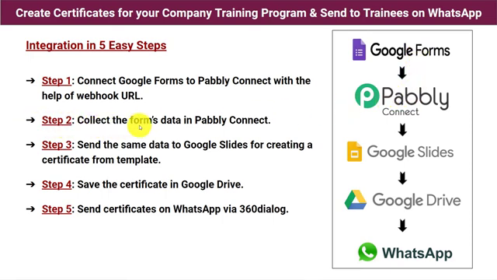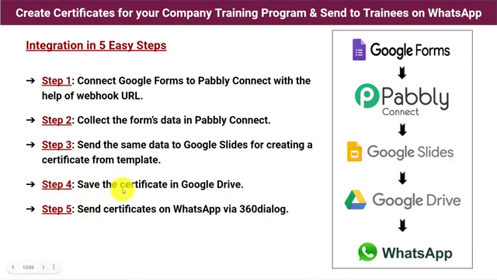Now step number 2 says collect the form's data in Pabbly Connect. Trainees will fill up this form, and I want the data of the trainee to get transferred into Pabbly Connect. So step number 2 says the same. Now step number 3 says send the same data to Google Slides for creating a certificate from a template. So in step number 3, we will be integrating Google Slides with Pabbly Connect. Why? Because I have created the certificate for the trainees in Google Slides, in my account. Now when the data of the particular trainee is transferred from Pabbly Connect to Google Slides, the Google Slides will create the certificate for that individual trainee.